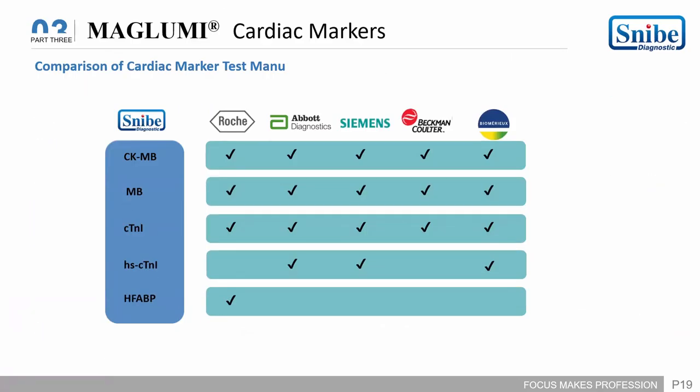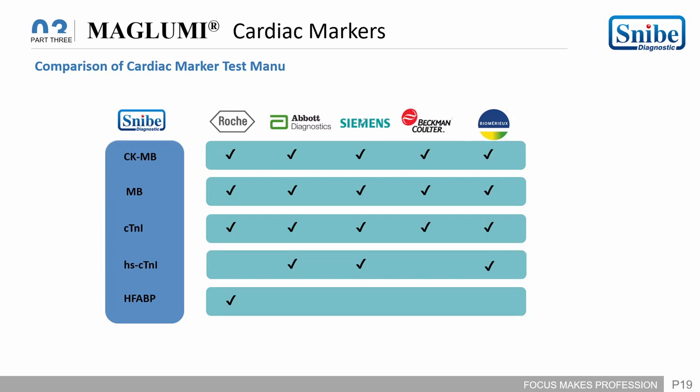If we look at the SNIBE solution for cardiac markers, yes, we have a very comprehensive menu. We have a solution for CK-MB, myoglobin, cardiac troponin I, and high sensitivity cardiac troponin I. H-FABP is also a great addition to the SNIBE cardiac marker menu.